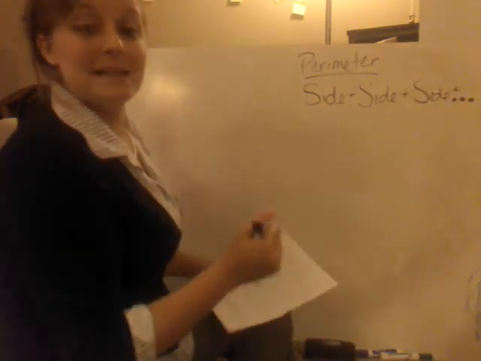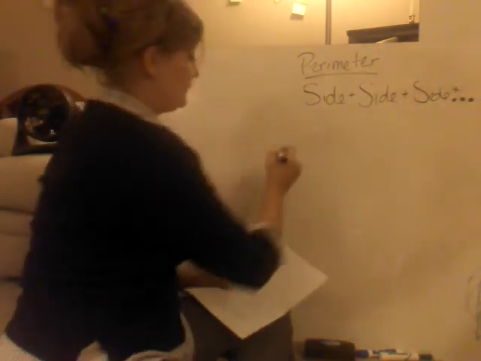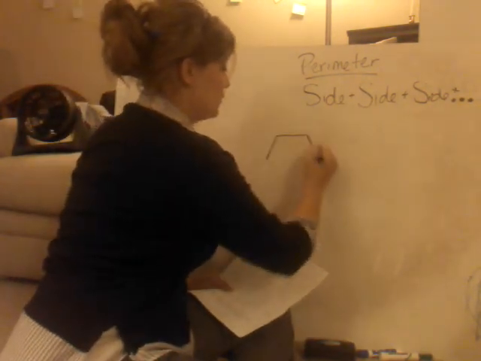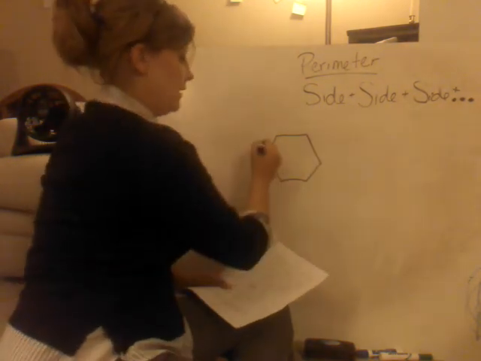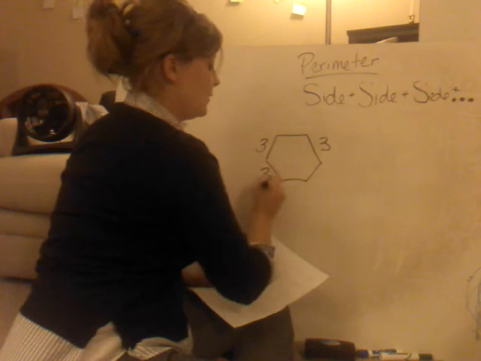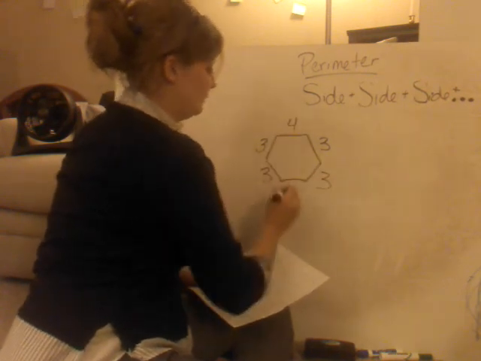Alright, next we have a hexagon. Hexagon means 6 sides. This one's a little easier to draw. Remember in class I did benzene because I'm a nerd like that. But it's okay, because you still love me.